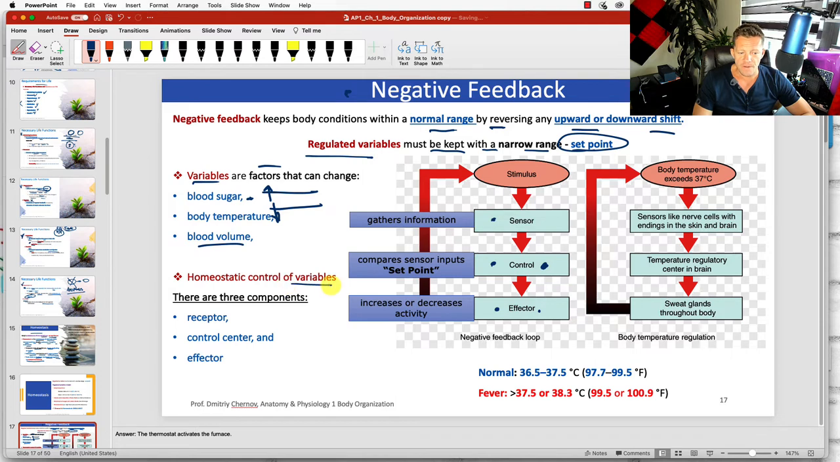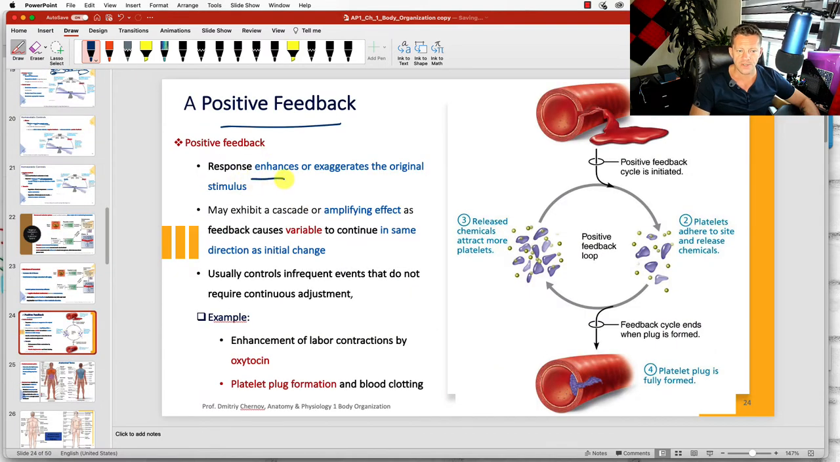Homeostatic control of variables: receptors, right, sensing the environment, the control center, and the effector. So these are the three components of a negative feedback. Positive feedback response enhances or exaggerates the original stimulus.